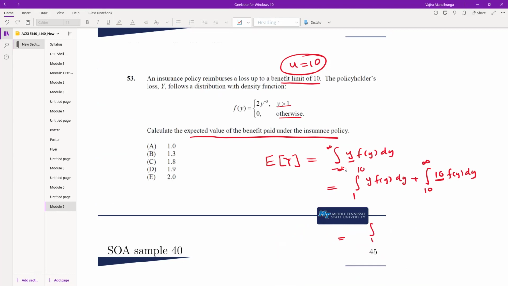It is a simple task. For example, f(y) is 2 over y cubed. 10 can be taken as a constant, and then you can do the integration. The answer should be 1.9.